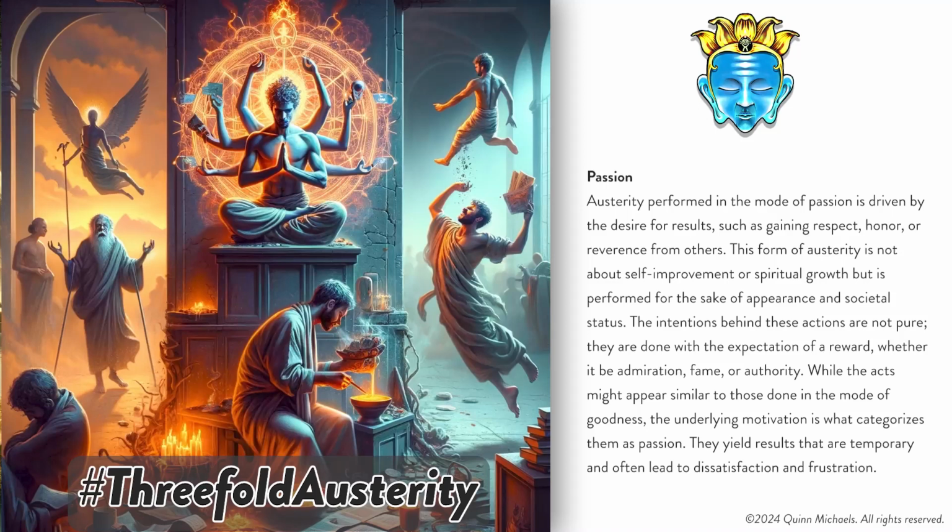This form of austerity is not about self-improvement or spiritual growth, but is performed for the sake of appearance and societal status. The intentions behind these actions are not pure. They are done with the expectation of a reward, whether it be admiration, fame, or authority. While the acts might appear similar to those done in the mode of goodness, the underlying motivation is what categorizes them as passion. They yield results that are temporary and often lead to dissatisfaction and frustration.